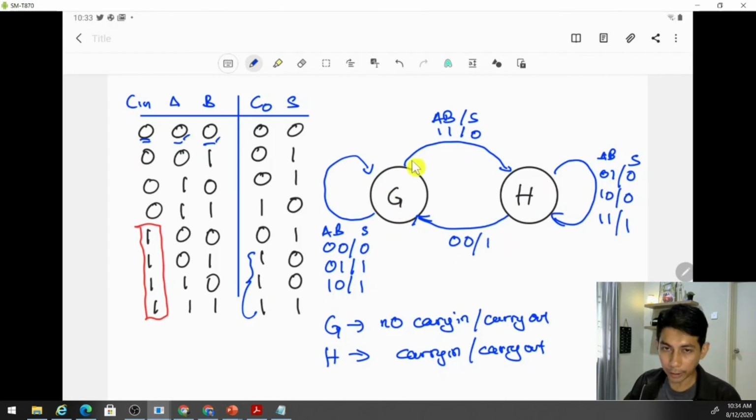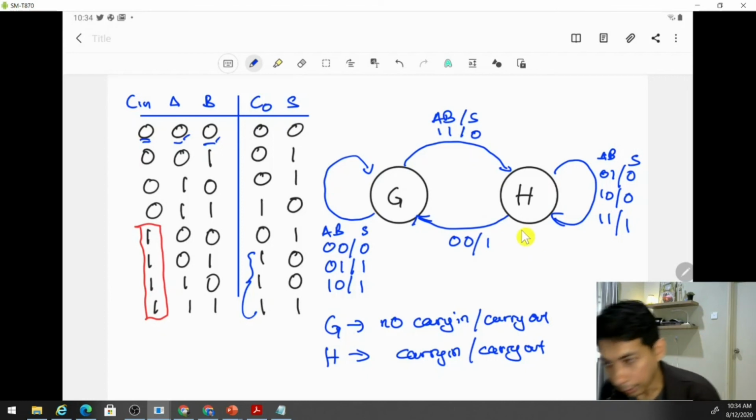Okay, so now we have the state diagram already. We can write the code for this. So let's write the code for this using vectors.